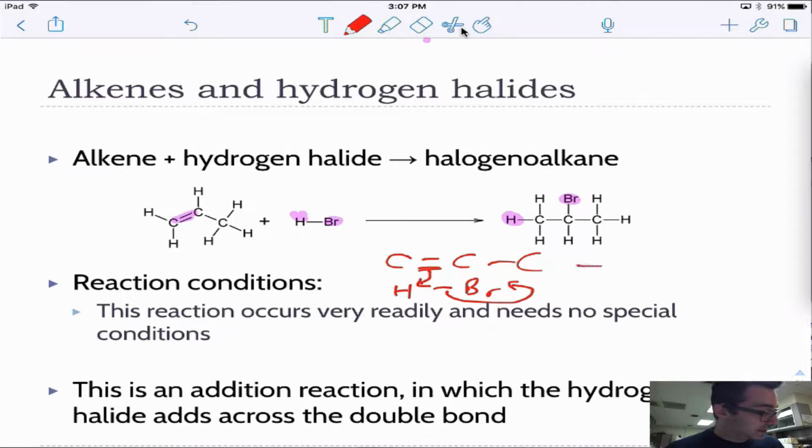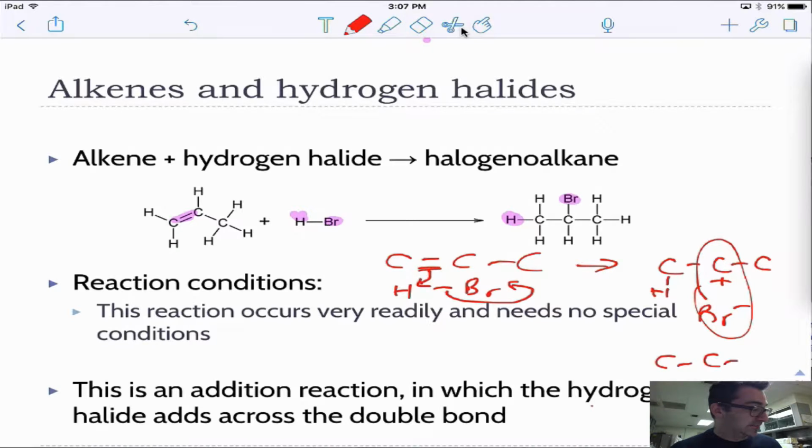And so you'll end up with this intermediate where you have the hydrogen that added to that first carbon. The second carbon is now electron deficient. It's a positive. They call that a carbocation. That positive will attract the Br minus, and they will add together. And you will get this C with a Br here and the extra H here. So this reaction occurs pretty easily. There are no special conditions. Notice again the hydrogen halide added across the double bond.